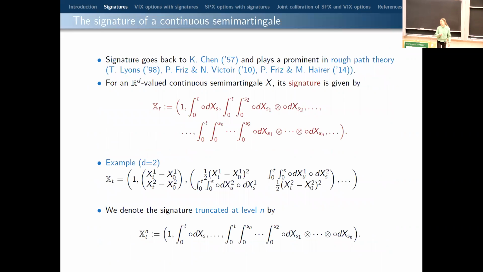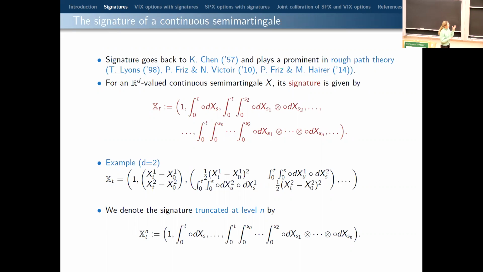So what is signature? Signature goes back to Chen already in the 50s, and it plays a major role in rough path theory, which was initiated by Terry Lyons, and there are many books on that. For instance, by Peter Friz and Nicolas Victoir, also Peter Friz and Martin Hairer. And here I consider it for a d-dimensional semimartingale X, and there the signature is defined as follows.